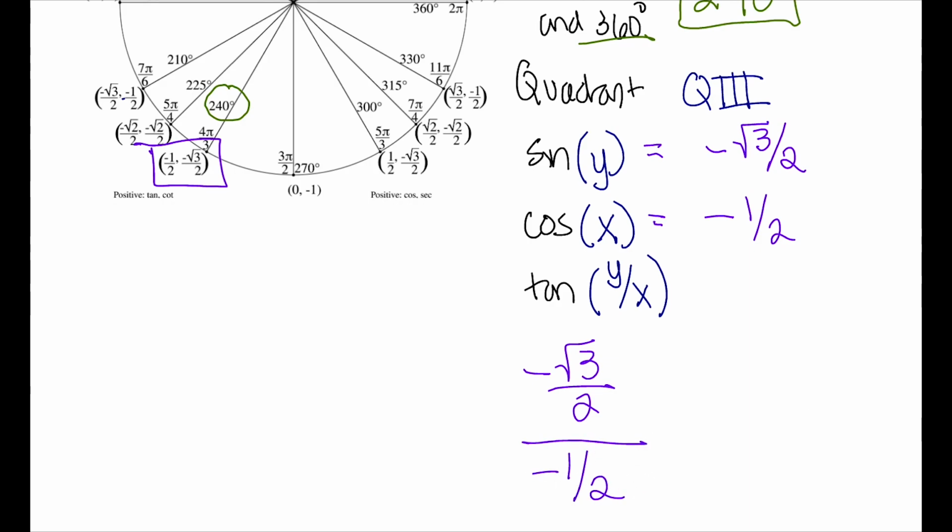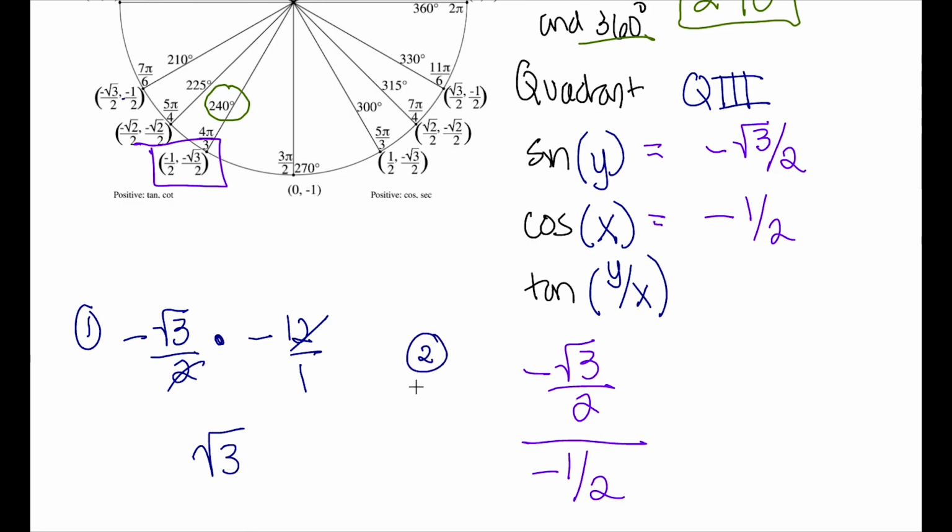So remember, there's two ways that we can approach this. You can either keep, change, flip. Negative 2 over 1. The 2's will simplify, and you have negative root 3 times negative 1. A negative times a negative becomes positive, so my tangent is root 3.